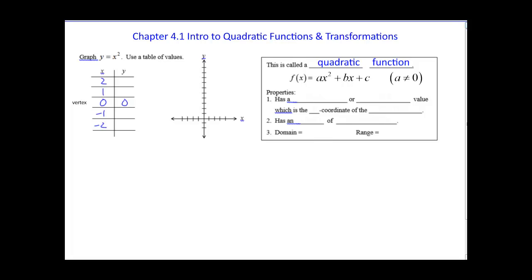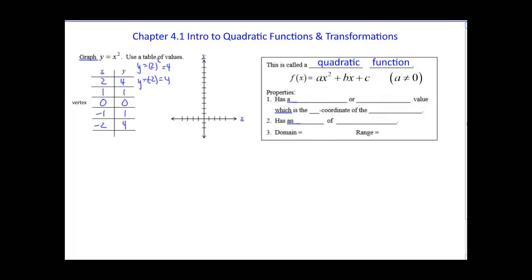Input 2 in for x, and you get y equals 2 squared, which is 4. Also, if you plug in -2 and square it, we get 4. So you can see the symmetry, both 4 and 4. And if we plug in 1 and -1, you will get 1. So what we can do is graph this.